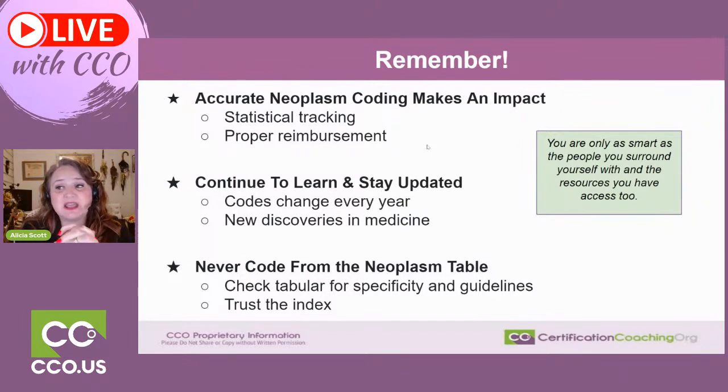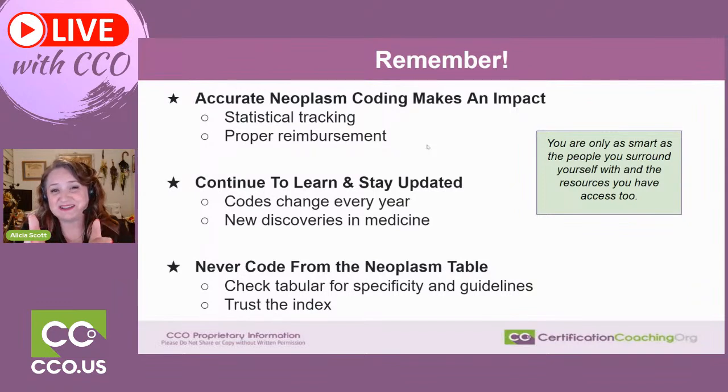Continue to learn and stay updated. The codes change every year. We know that. They tweak and morph a little bit almost every year. Very seldom will you find a year where cancer codes do not have changes, and it is usually higher specificity.